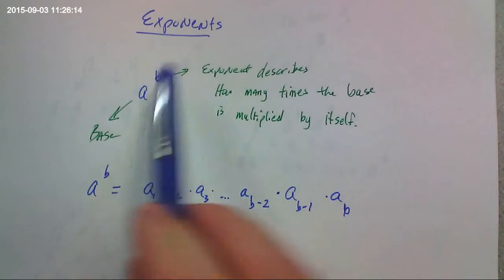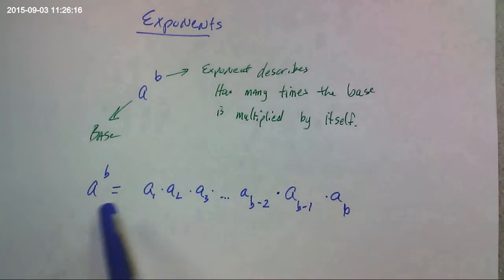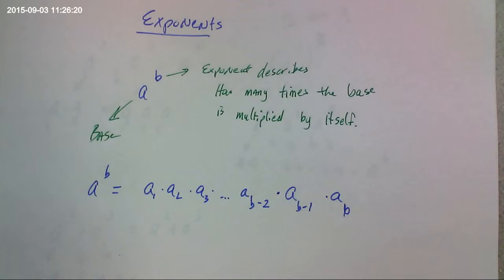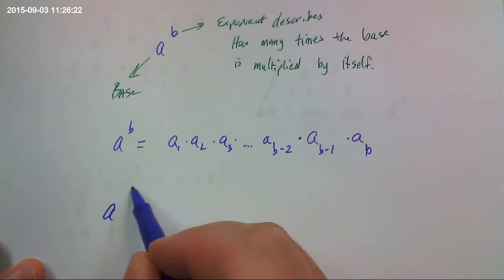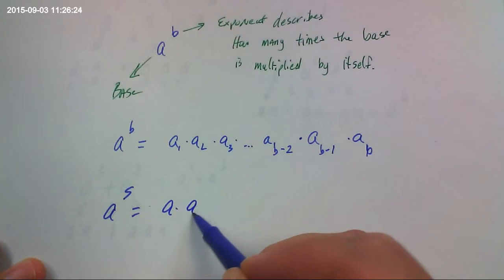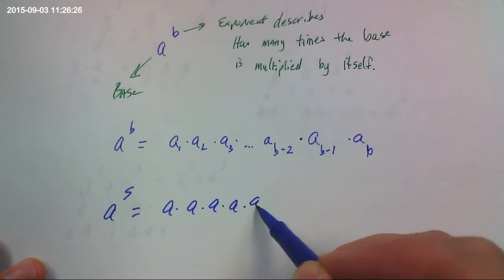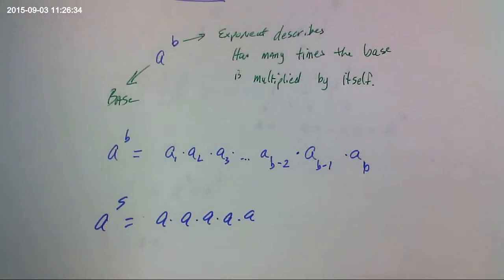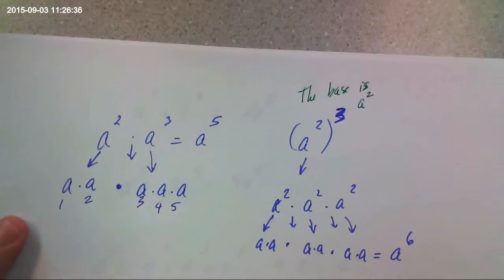So, like a to the power of b would mean that we have a times itself, however many times this number is. So, like if it was a to the fifth, then it would be 1, 2, 3, 4, 5. If you really understand that, then everything about exponents will work out pretty easy for you. So let me show you.